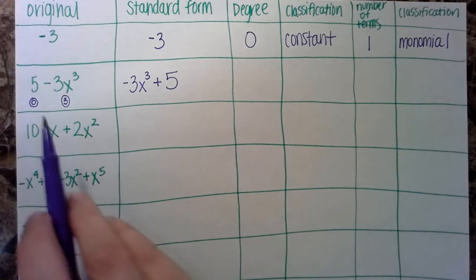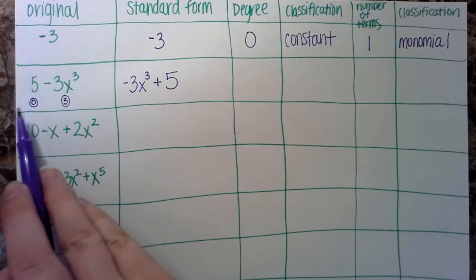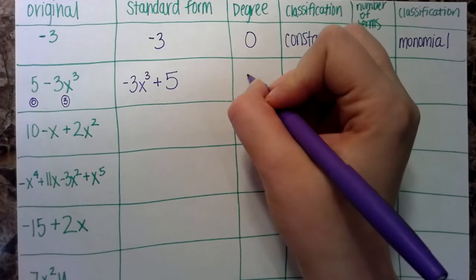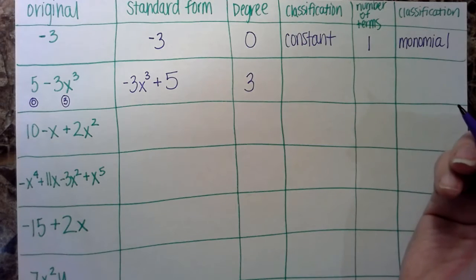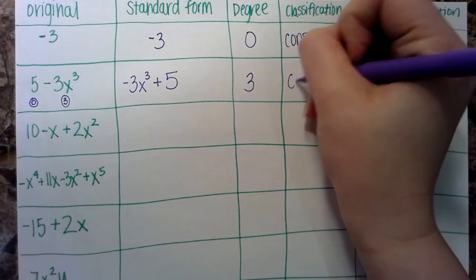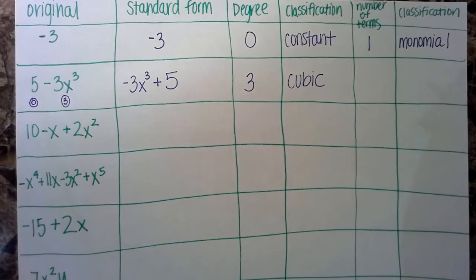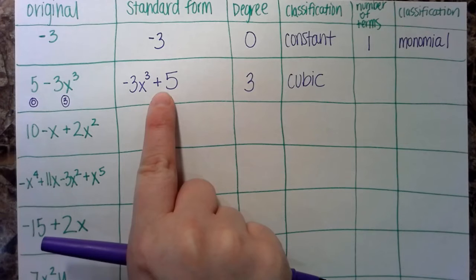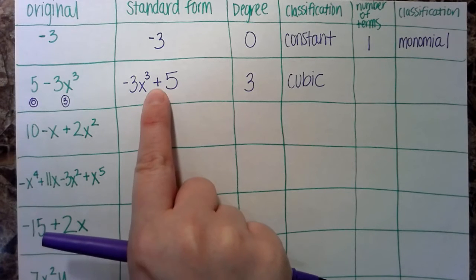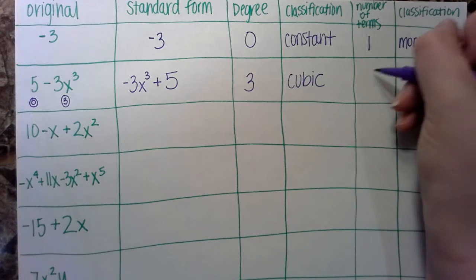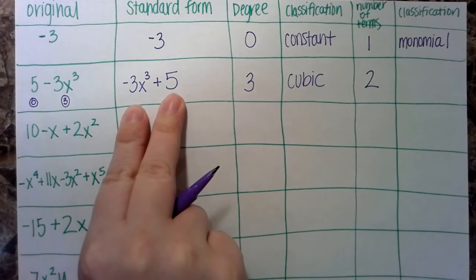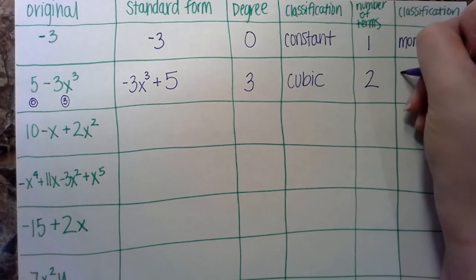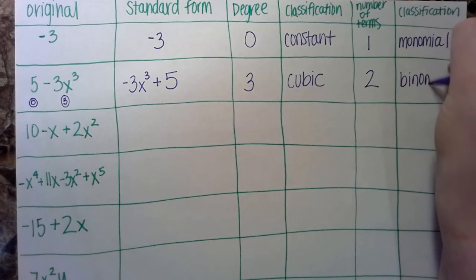The degree for this one is that we always take the highest degree here. So the highest degree is going to be 3. The classification for that is going to be cubic. In this case, we have 2 terms here because we have a term here, the plus sign, and another term. So we have 2 terms. So if we have 2 terms in our polynomial, it's going to be a binomial.